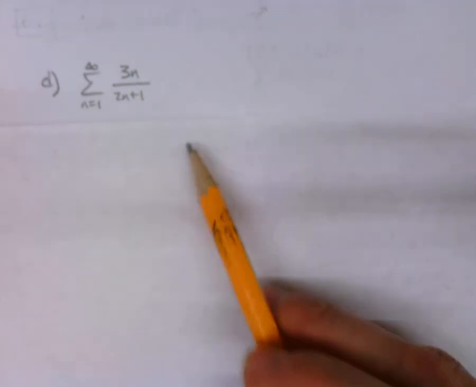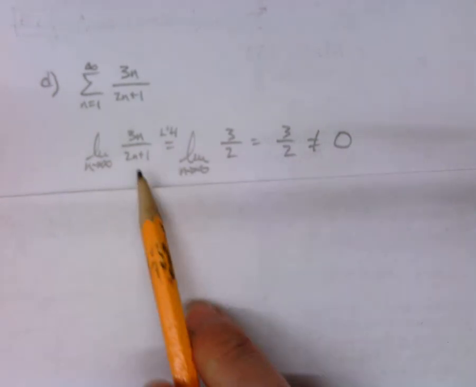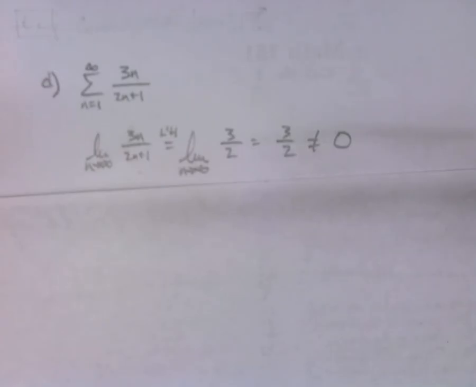Okay, so let's take a look at this one. The sum from n equals 1 to infinity of the fraction 3n over 2n plus 1. You think, okay, well, it's definitely not a geometric series, right? So maybe our new test will work. Let's take the limit as n approaches infinity of 3n over 2n plus 1. We notice that would be infinity over infinity. So we need to use L'Hopital.